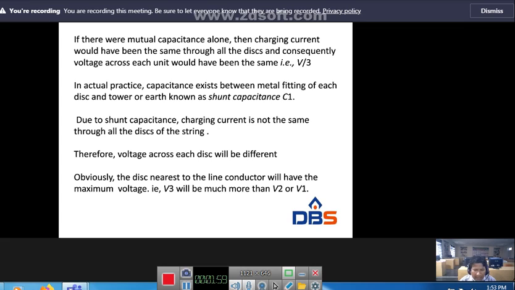In actual practice, the capacitance existing between the metal fitting of each disc and the tower is known as shunt capacitance C1. Due to shunt capacitance, charging current is not the same throughout the discs. Therefore, voltage across each disc is also different. Obviously, the disc nearest to the line conductor will have the maximum voltage, that is V3. Here we consider 3 discs, so V3 will be much more than V2 and V1.